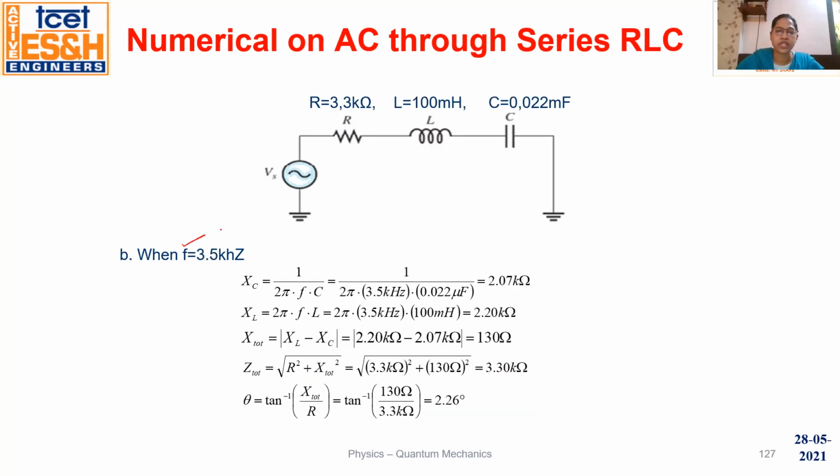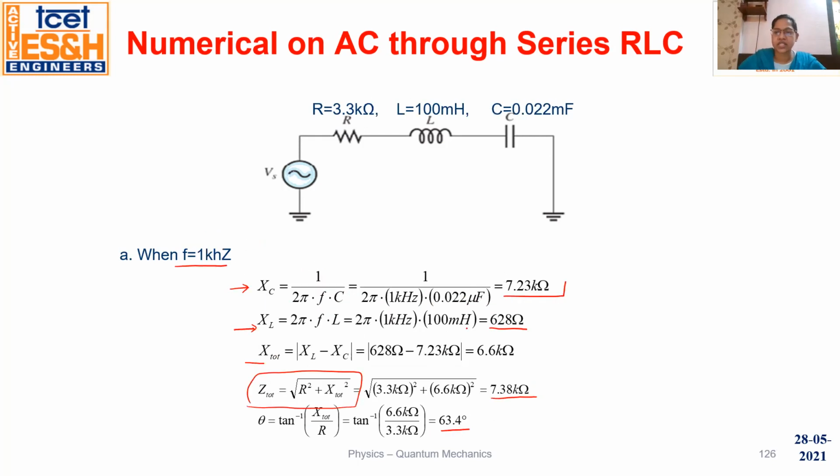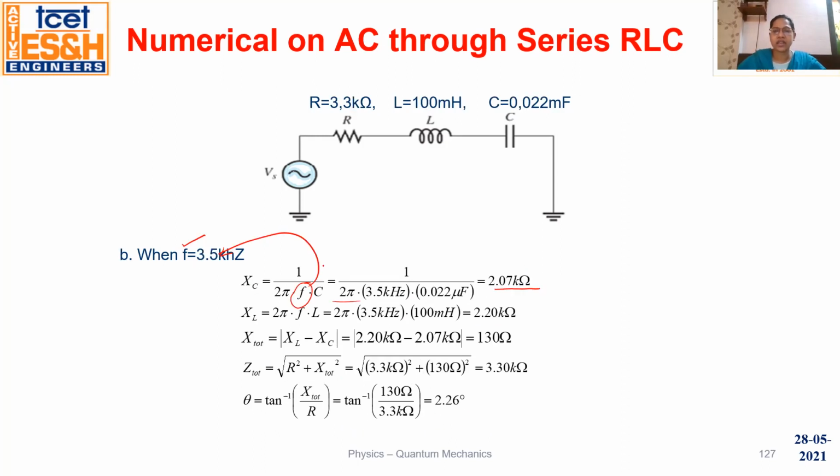Now keep your frequency at 3.5. Repeating the same formula, but in place of F, we have to write 3.5 kilohertz. So here the frequency is now increased. See the effect: the value of XC is now 2.07. In the previous case, at 1 kilohertz, it is 7.23. As the frequency is increasing, XC is decreasing because XC and frequency have an inverse relationship.